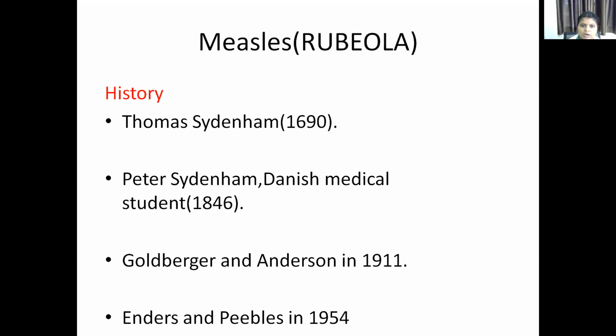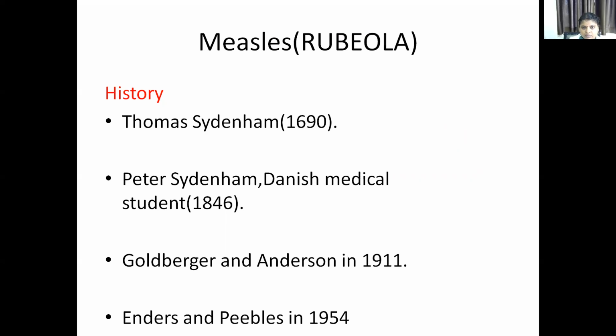And the next most important topic is measles. This is also called rubeola. Mumps belongs to the genus Rubulavirus, whereas the other name for measles is rubeola.